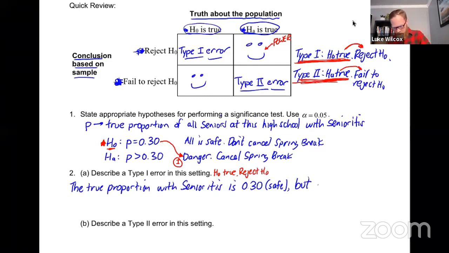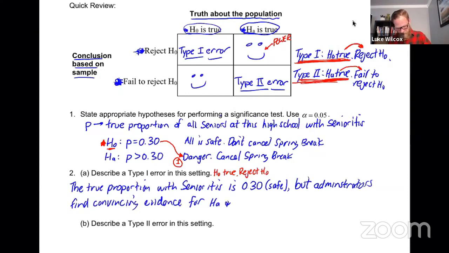So I'm going to say the administrators find convincing evidence for the alternative, and they reject the null. So if they reject the null and they find convincing evidence of the alternative, they are going to cancel spring break.